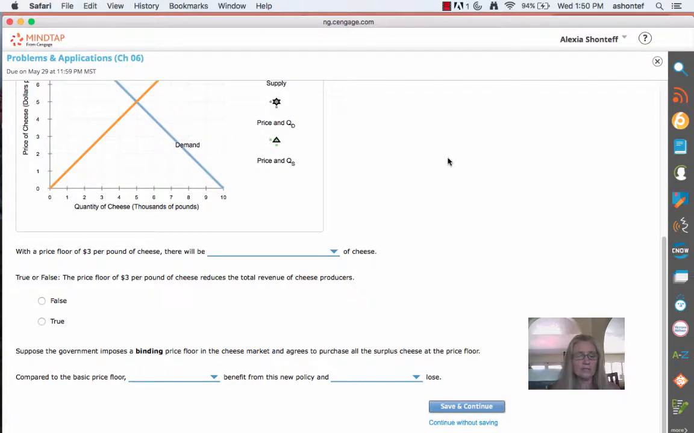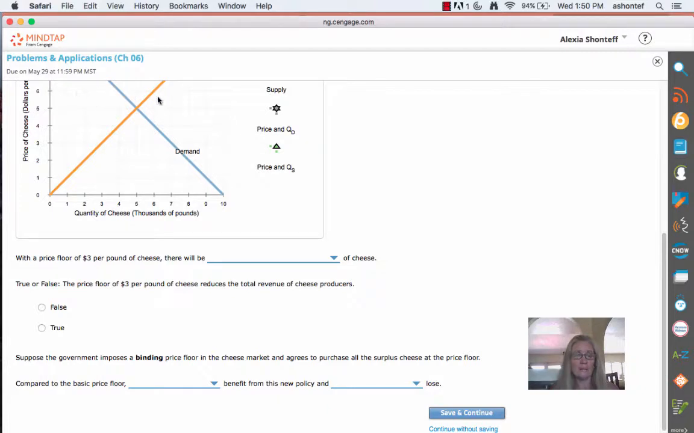Okay, so the last part of question number 1 is now saying, suppose the government imposes a binding price floor. So as a reminder, a price floor that's binding is the one that has to be set above. So if we use the picture here, it'd be set above your equilibrium level. So it says the government imposes a binding price floor in the cheese market, and they agree to purchase all the surplus cheese, so surplus the extra cheese at the price floor.